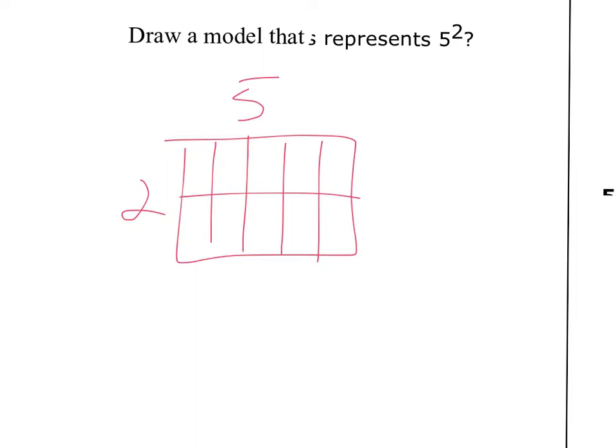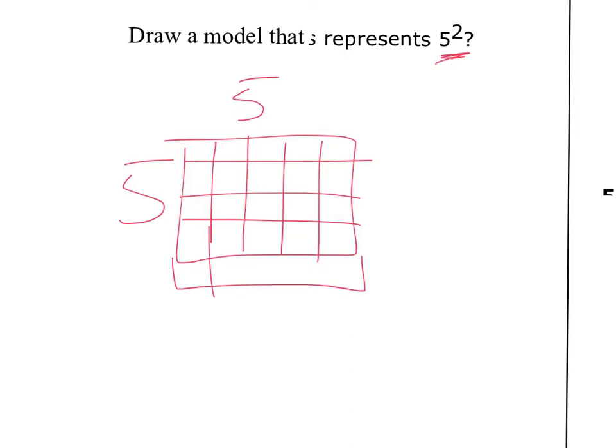5 times 5, no. But it's square, so yeah. What does 5 squared mean? 5 times 5. So we have a square with 5 rows of 5. This is what we did yesterday in class. 5 rows of 5 gives us 5 squared, which is equal to what? 25. If you want to count it, there's 25 squares there.